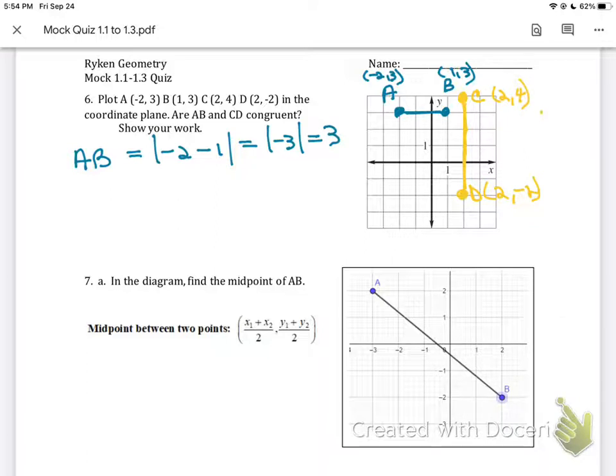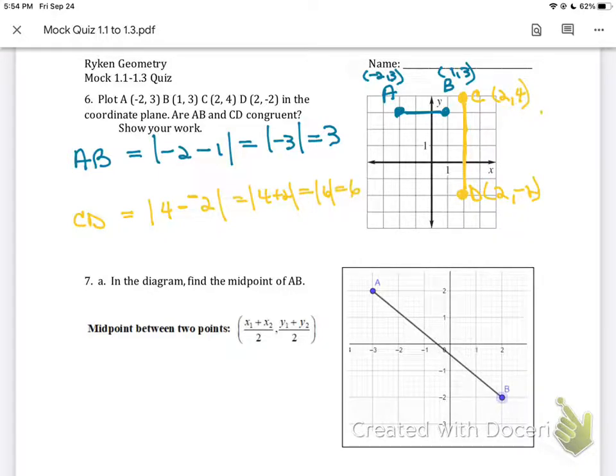So now let's do the same thing for CD. So the length of CD, because the x's are the same, we're going to say 4 minus a -2. Now, if you have 4 minus a minus, you really have 4 plus a 2. That is 6, and that length is 6.